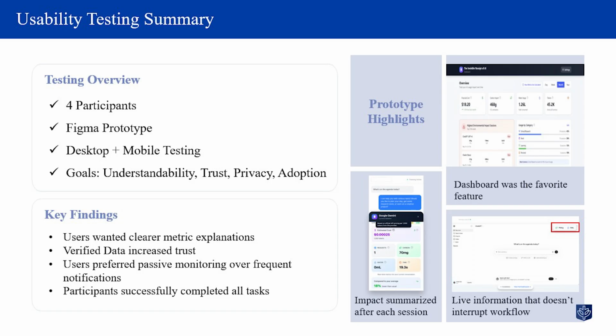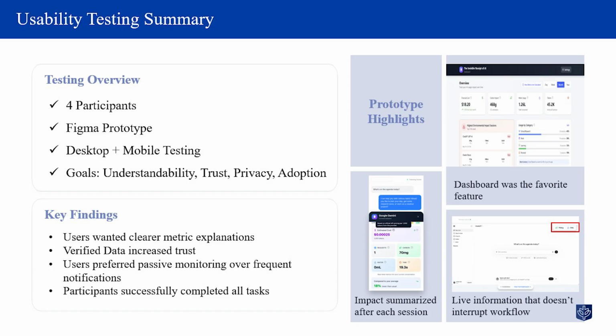For our usability testing, each member conducted an individual usability session using our interactive Figma prototype. Participants completed tasks involving the widget, environmental receipt, dashboard notifications, and privacy settings, while we observed how easily they could navigate the system, understand the information being presented, and whether they would realistically use a tool like this in their daily workflow. Overall, the results were very positive.